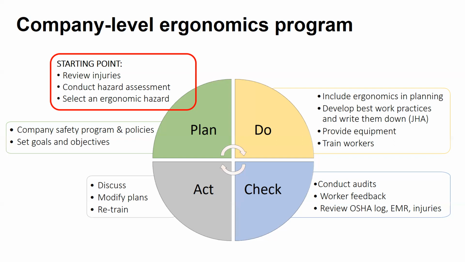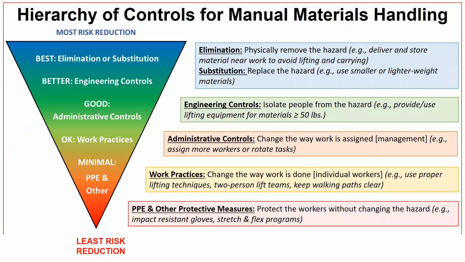The process improvement method can be repeatedly applied in order to achieve your advanced or comprehensive company-level ergonomics program and reduce the risks of injuries. An important part of this process is understanding and applying the hierarchy of controls for manual materials handling shown on this and the next slide.